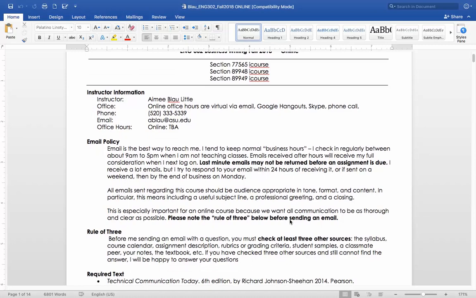So the first part is the instructor information, how to get a hold of me. You can always make an appointment with me for my online office hour. If you need to meet with me on campus, we can also arrange that. Right now, my online office hours are kind of up in the air. When school actually begins, I will send out an announcement on Blackboard letting you know when my office hours will be, and they may be tweaked slightly throughout the semester.